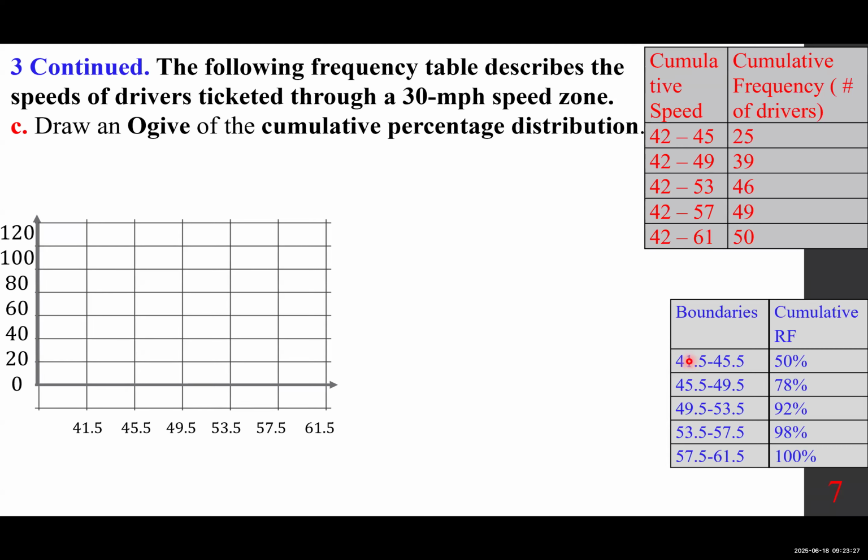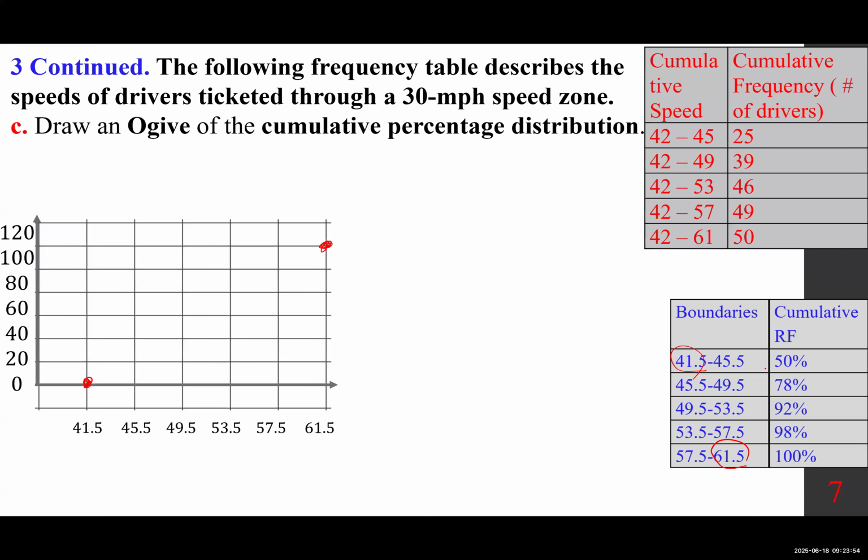The lower boundary of the first class corresponds to 0, just to give you an idea. And so this one corresponds to 0. This one, 61.5, corresponds to 100%.